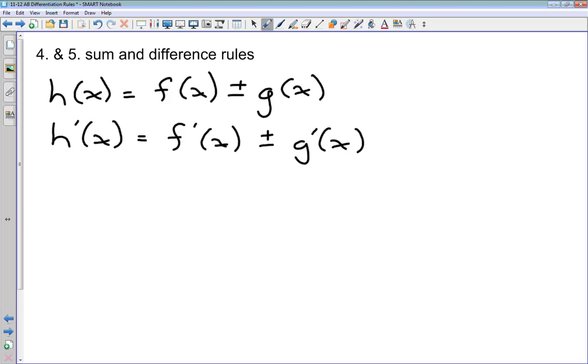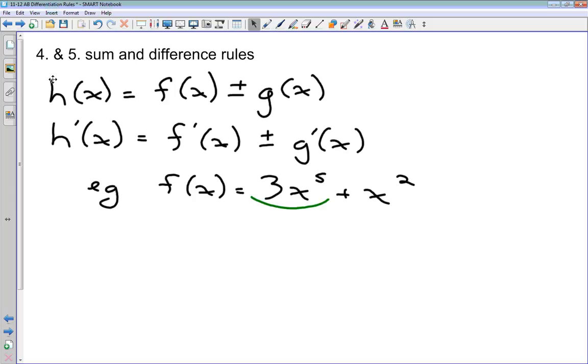So how is this helpful? Well, let's imagine we've got a function like f at x equals 3x to the power of 5 plus x squared. We can think of this as being two functions added together. We've got one function here, which is 3x to the power of 5, a second function over here, which is x to the power of 2. So we can take this derivative just by doing the derivative of our first term plus the derivative of our second term.